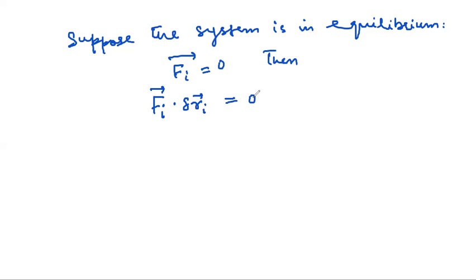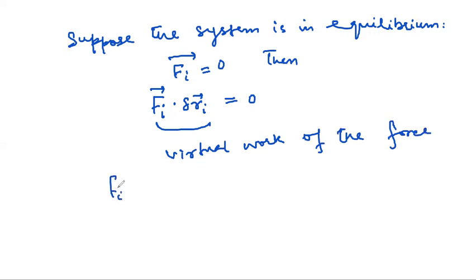This dot product is the virtual work of the force Fi, right? So if my system is in equilibrium, that means the total force on each particle is zero. That means Fi is zero, where Fi is the total force on the ith particle. Then clearly the dot product Fi dot delta Ri, which is the virtual work of the force Fi, is also 0. So if we sum these dot products over all particles, that sum must likewise be 0.